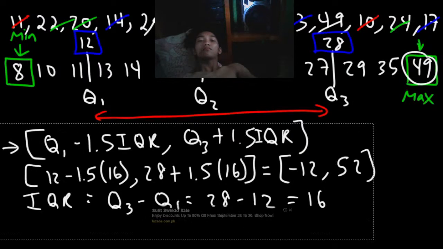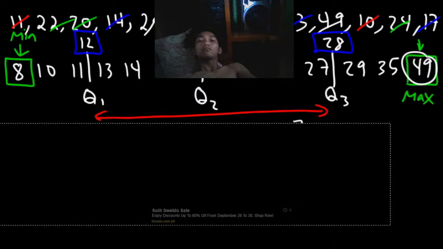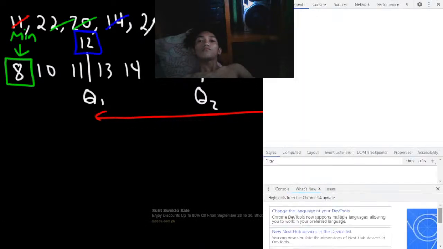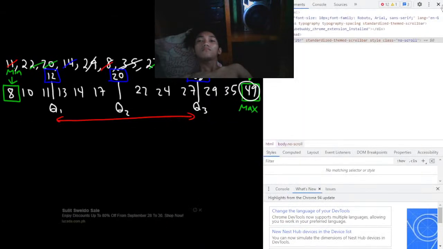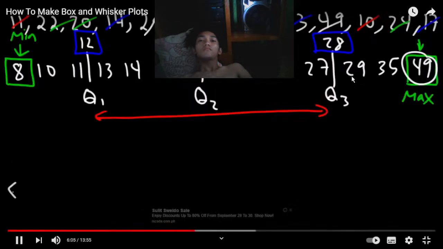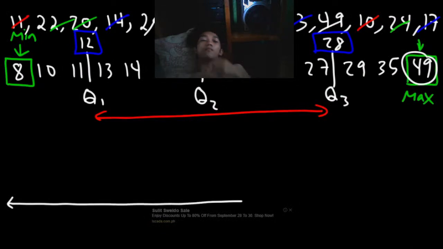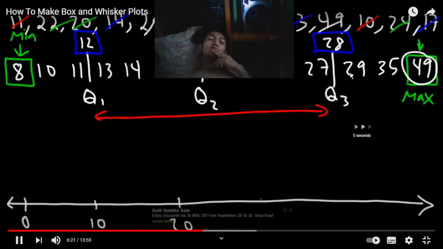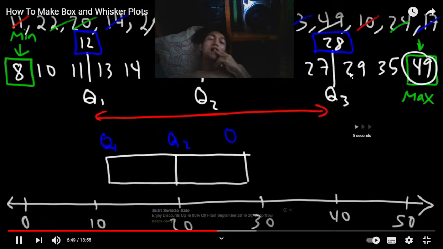So now that we know we don't have any outliers, at this point we can draw the box plot, or the box and whisker plot. Let's begin by creating a number line. So Q1 is approximately right there. Put a line at Q3.